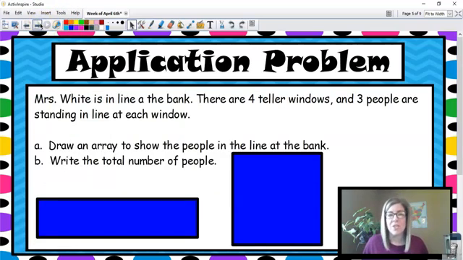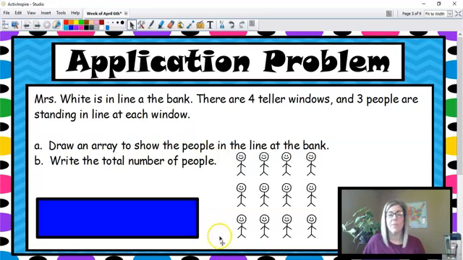All right, our application problem we're going to start out with is from Lesson 5. Mrs. White is in the line at the bank. There are 4 teller windows, and 3 people are standing in line at each window. If you were to draw these people standing in line, this is what your picture would look like. So we have a line with 3 people, another line, 3 lines, and 4 lines.